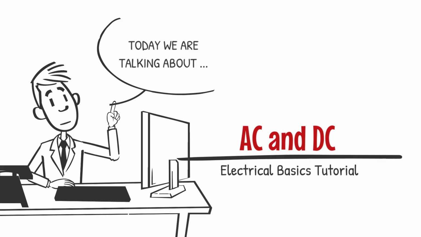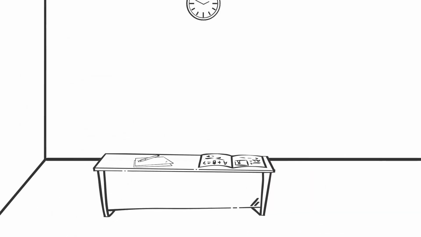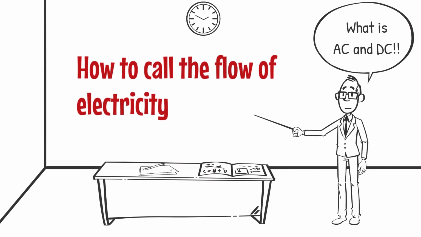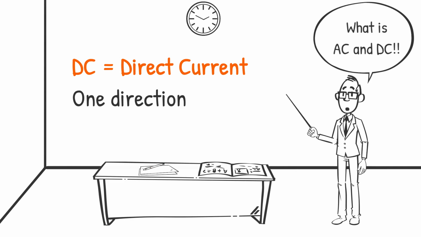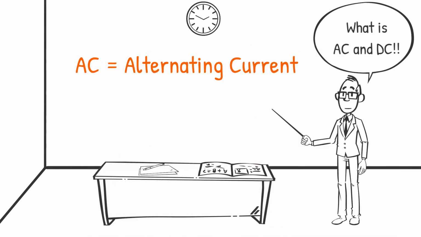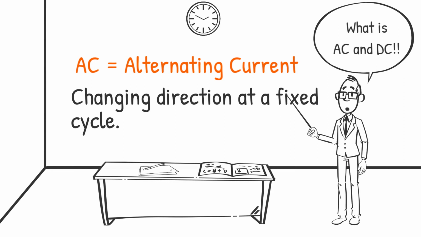Let's get started. AC and DC simply indicate how electricity flows. DC stands for direct current. The direction of electricity does not change and flows in one direction. AC stands for alternating current. AC flows while the direction, voltage, and current of electricity alternate between positive and negative.